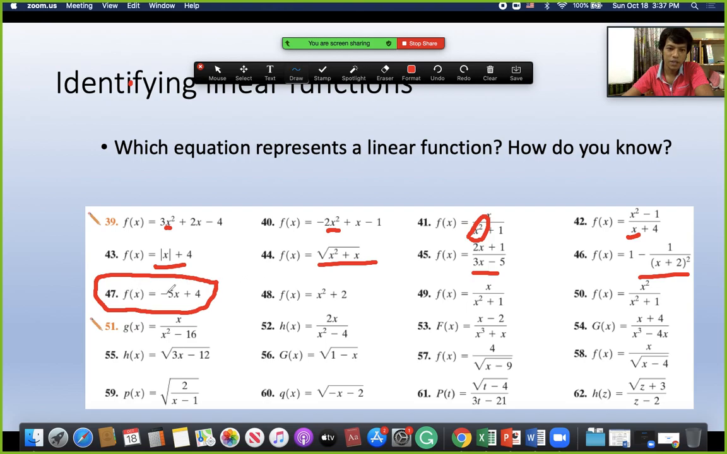Because you see, this is a straight line equation. Then here, this one, not linear. Problem is here. Not linear. X in the denominator. Not linear. Square root, not linear. Again, square root. Also x in the denominator. Square root of negative x. Oh my god.